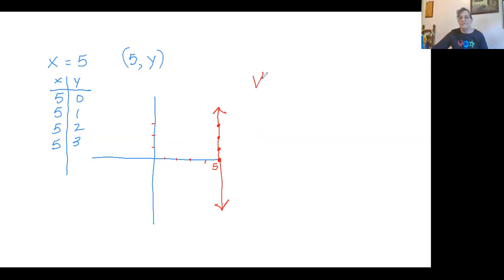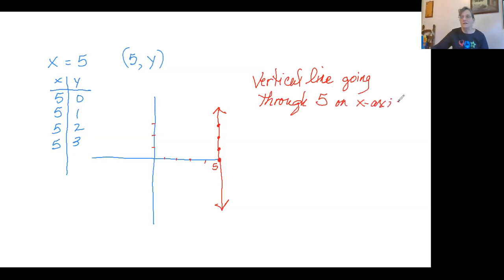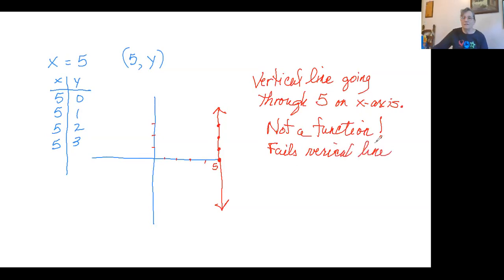So here we have a vertical line going through the 5 on the x-axis. Now this is actually not a function. Just to throw this in. This absolutely, completely fails the vertical line test. This is as much of a failure of the vertical line test as you can imagine, because if you draw a vertical line that touches this graph at all, it's going to touch it in every point, an infinite number of points.